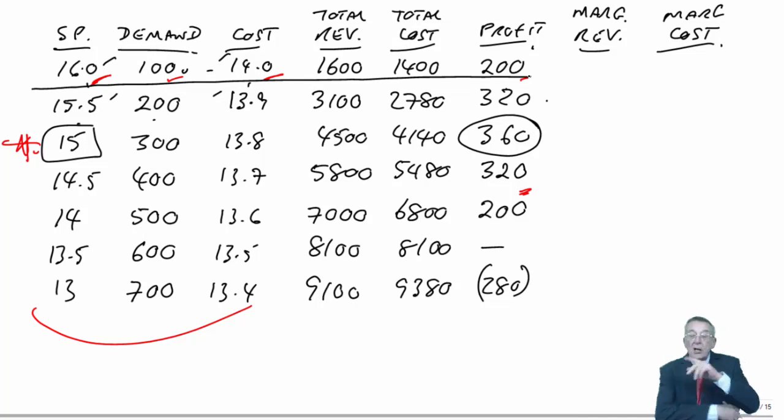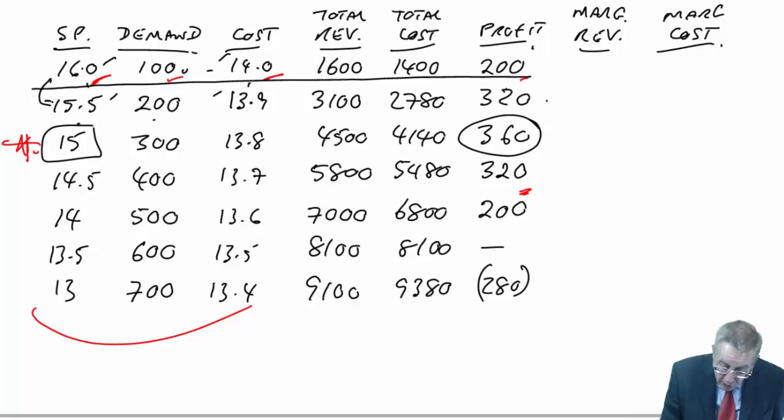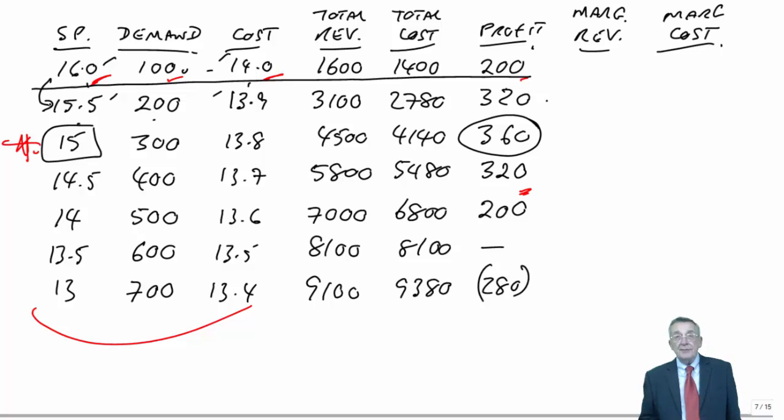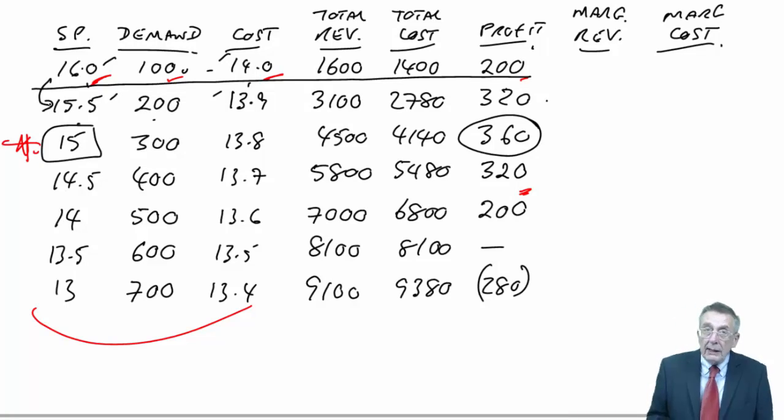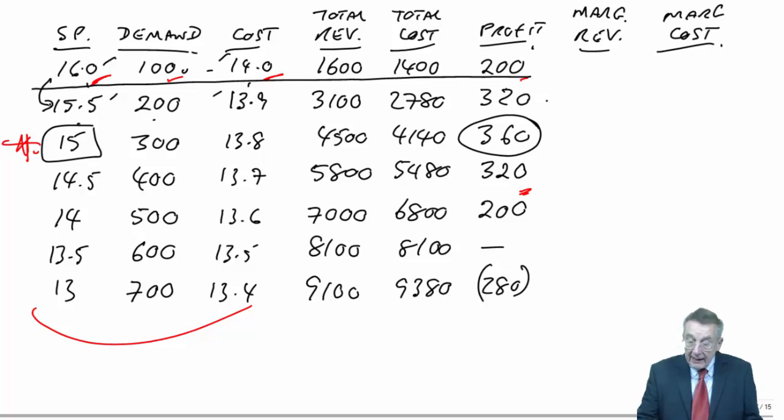We then say, is it worthwhile dropping the price to 15.50. Well, it's worthwhile if we make more profit, obviously. And imagine now we haven't got the profit column. Imagine that's not there.